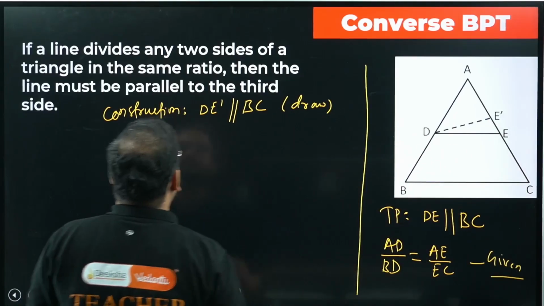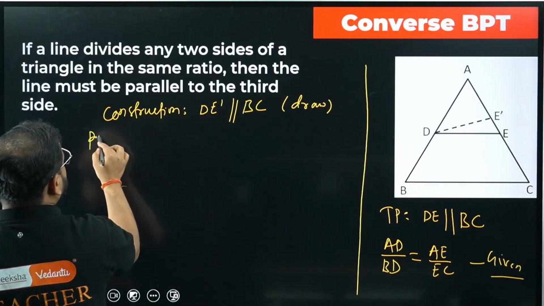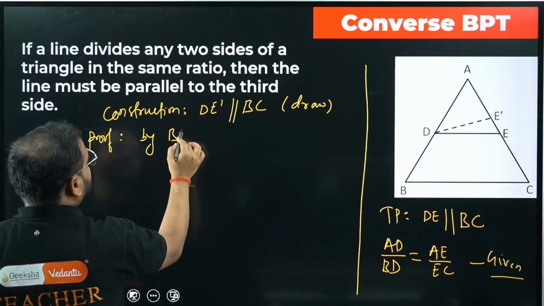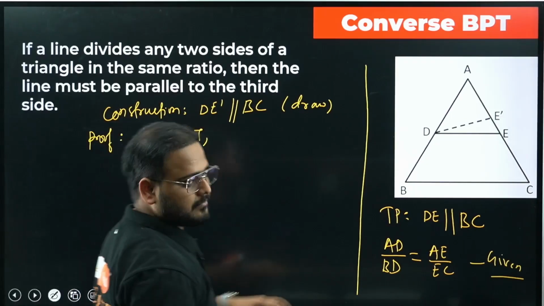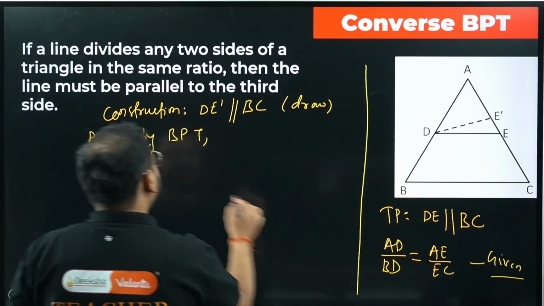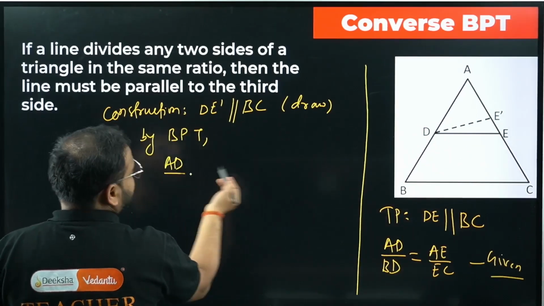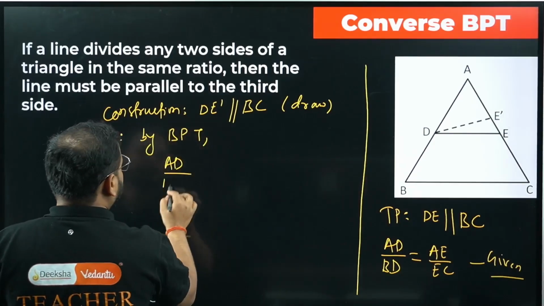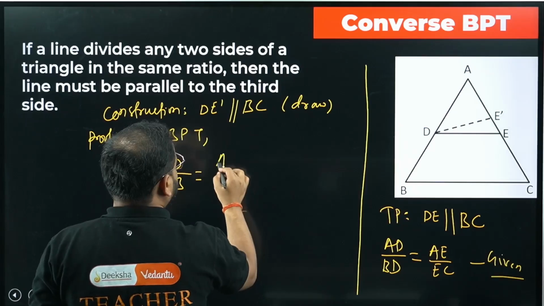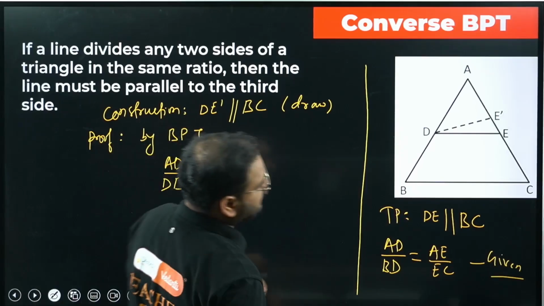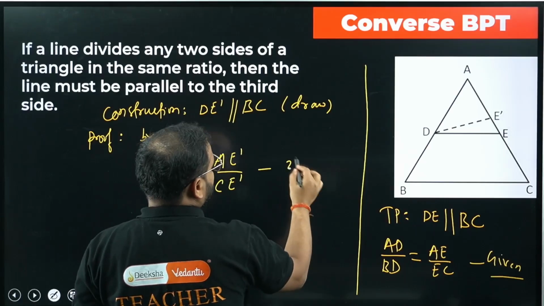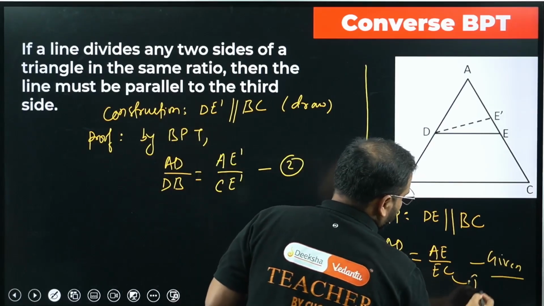In that case, what can I do? In the proof statement, please have a look. Proof. So we can write by BPT, in the triangle ABC, DE dash is parallel to BC, it means AD to DB equals AE dash to CE dash. This is my equation number 2. This is my equation number 1.